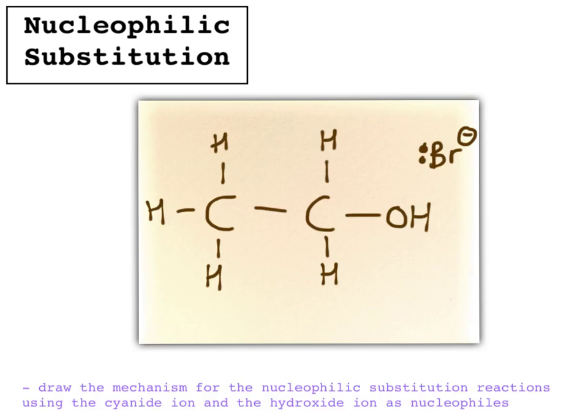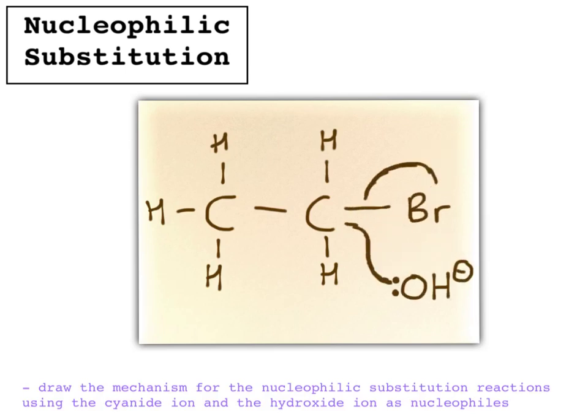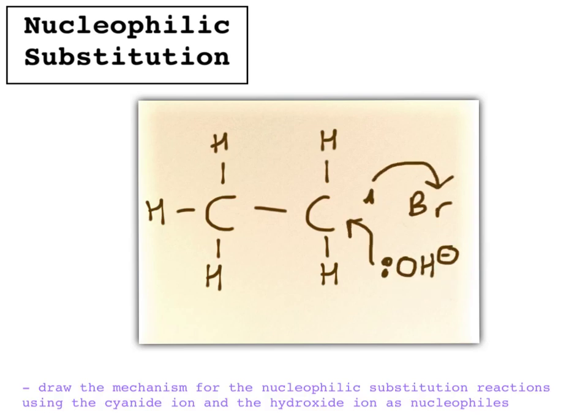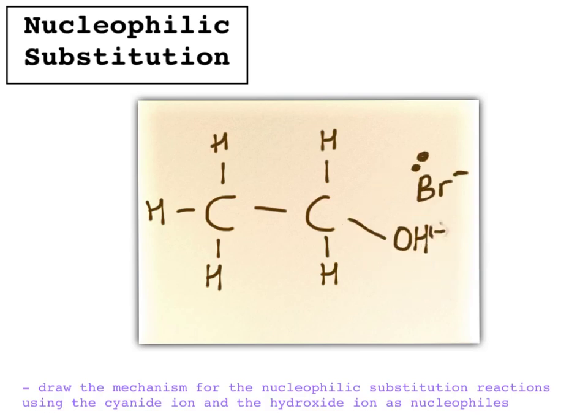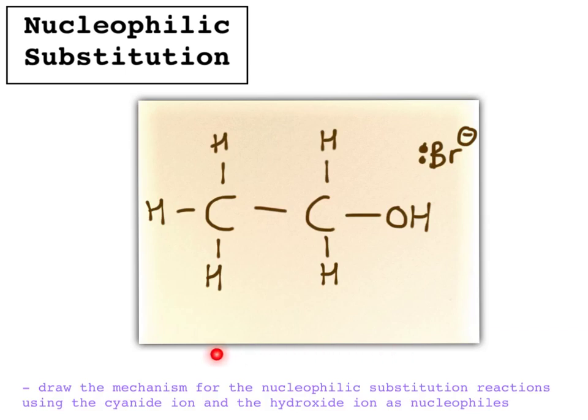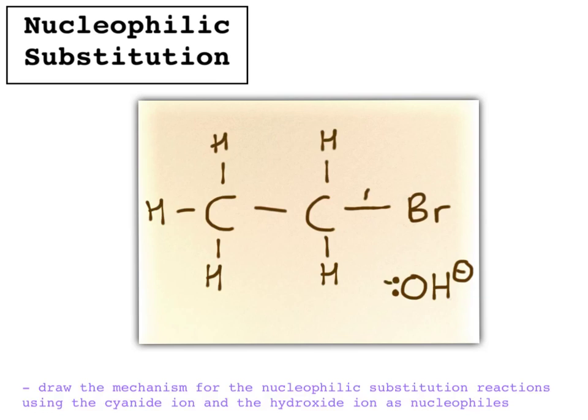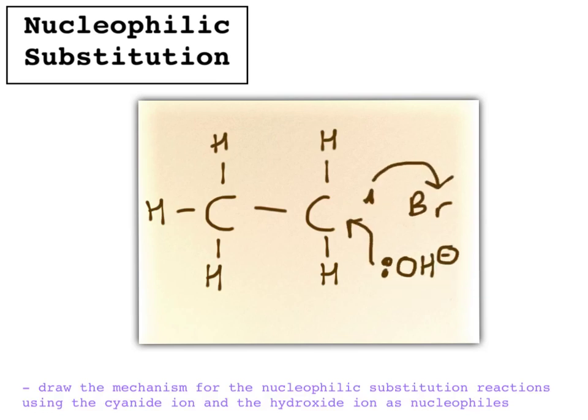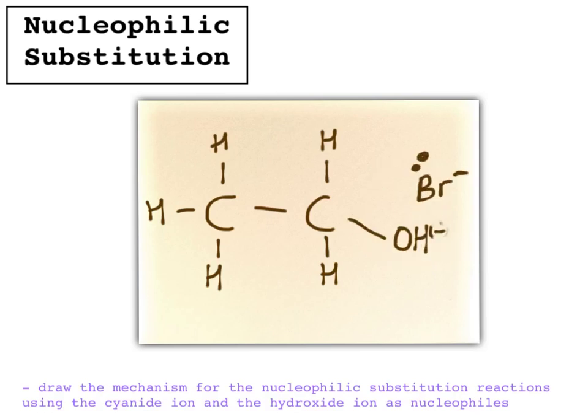If we just watch that again, you'll notice the movement of the charges as well. You'll see the minus charge on the OH will disappear once it forms a bond, and the negative charge on the bromine forms once the bond is broken. Just watch that once more. So the bond forms between the OH and the C, and the bond breaks between the C and the Br.